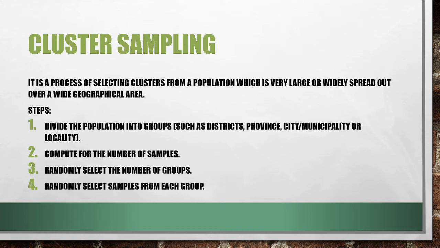For example, there are 13 municipalities in Zambales. And we randomly selected Botolan and San Marcelino. Let's add one more: Botolan, San Marcelino, and Palawig. Okay? Within those three groups, that's where you take samples from. So that will be more cost effective than visiting all of the 13 municipalities of Zambales. So that is how we do this cluster sampling.